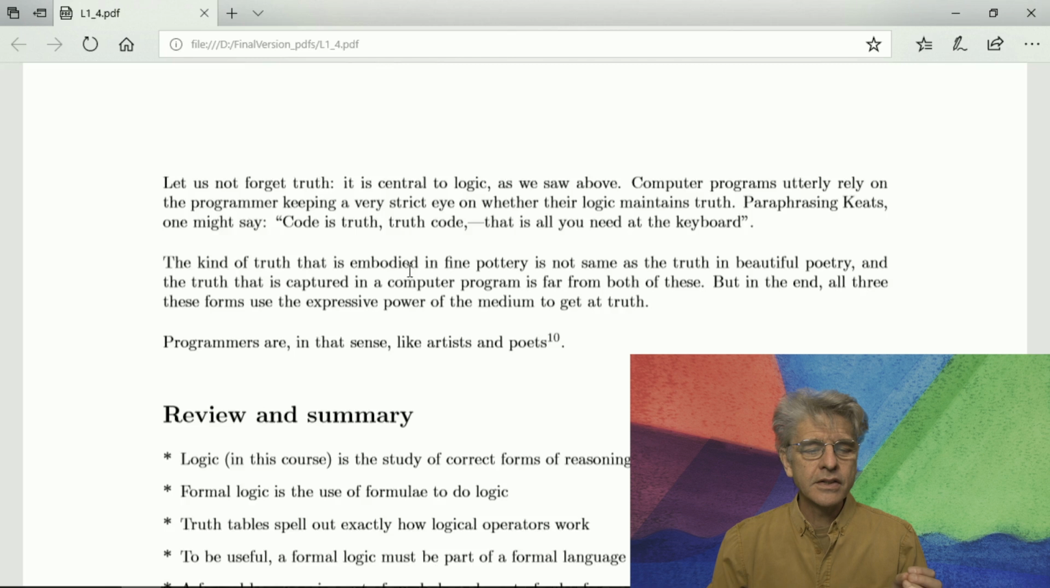I want to make the point that there is a truth embodied in fine poetry, and it is not the same as the truth in beautiful pottery. And that is not the same as the truth in a computer program. But all three, pottery, poetry, programming, are using the expressive power of their medium to get at the truth that their medium can embody. And in that sense, programmers are like artists and poets.